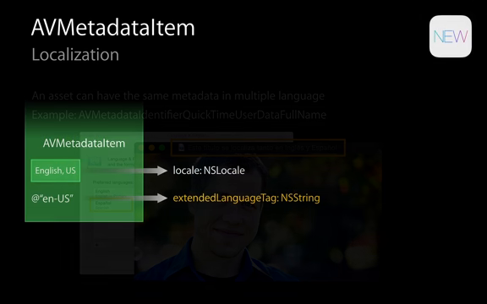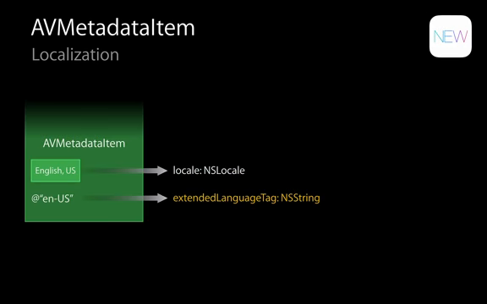And the way that you distinguish between them is that they'll have different values for these final two properties of AVMetadataItem, locale and extended language tag. Extended language tag is new in this release. It's a BCP 47 language tag, and it's particularly useful when you want to distinguish written languages. So that's one reason why you might have more than one metadata item with the same identifier.